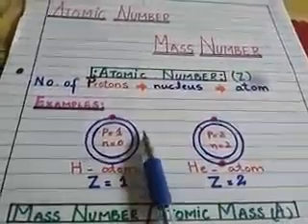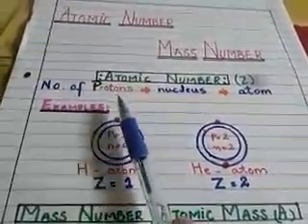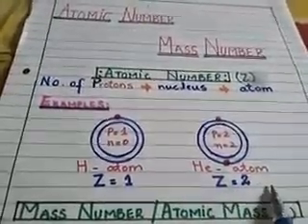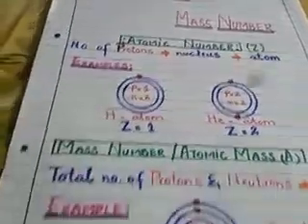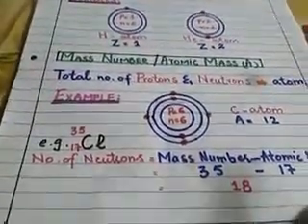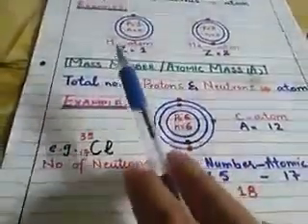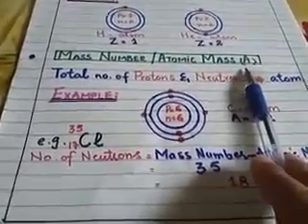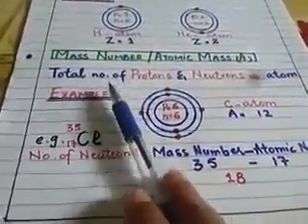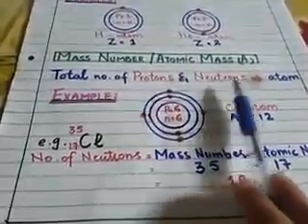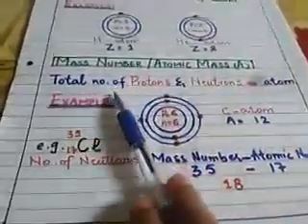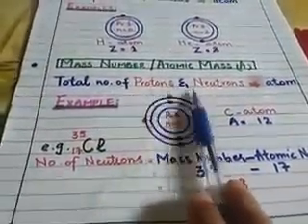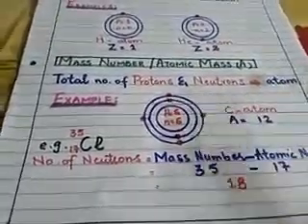Okay? So I'm going to repeat the definition again. Atomic number is the number of protons present in the nucleus of an atom. So till here we have finished atomic number, and the next discussion is about mass number or atomic mass. Mass number is also called atomic mass and it is represented by the alphabet A. So what is mass number? It is the total number of protons and neutrons present in an atom.